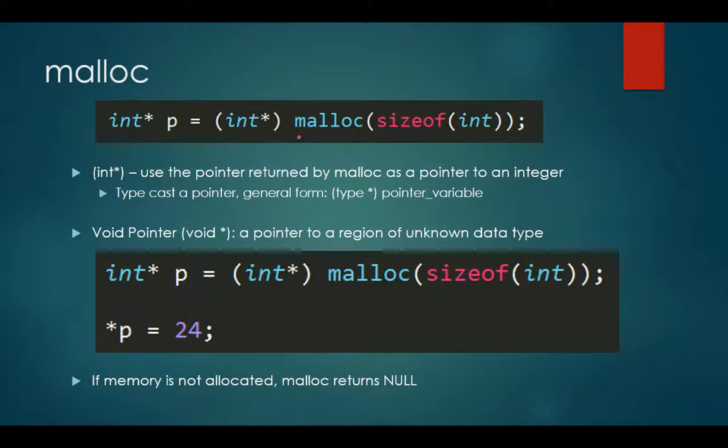Keep in mind that malloc returns a memory address. It returns a pointer. Its return type is the void pointer. And so when we get the return value from malloc, since it is a memory address, we have to store that in a pointer. So all the variables that we work with when we use malloc will be pointers.